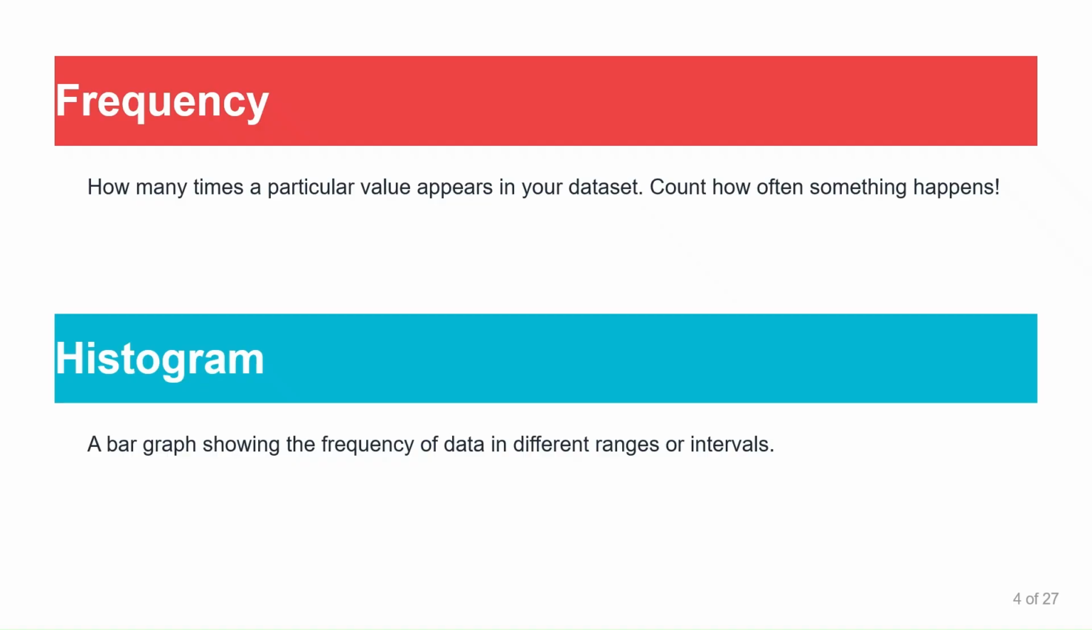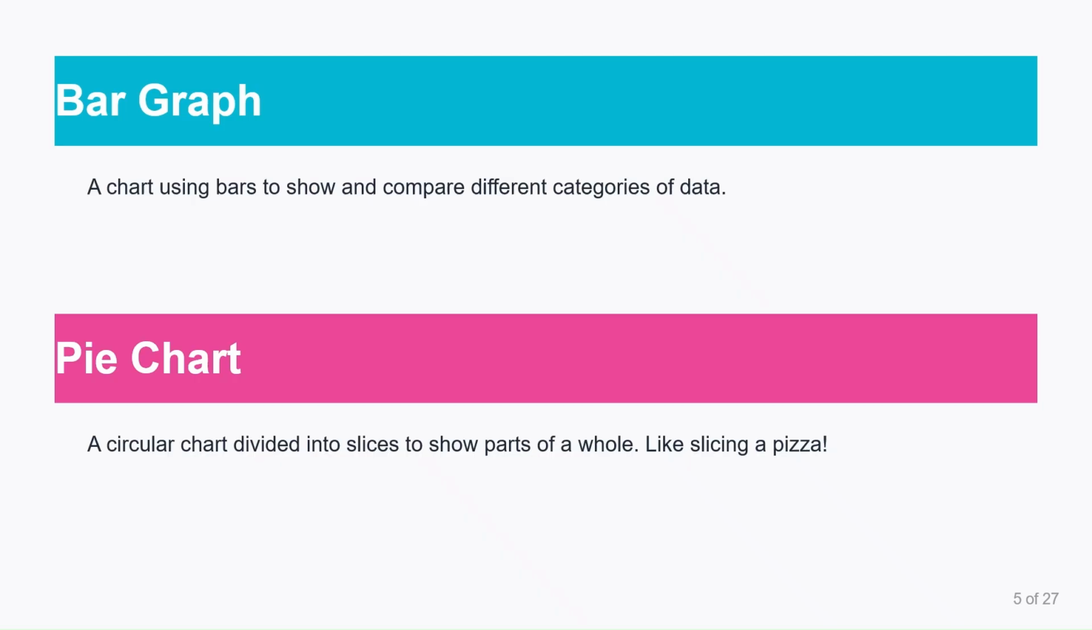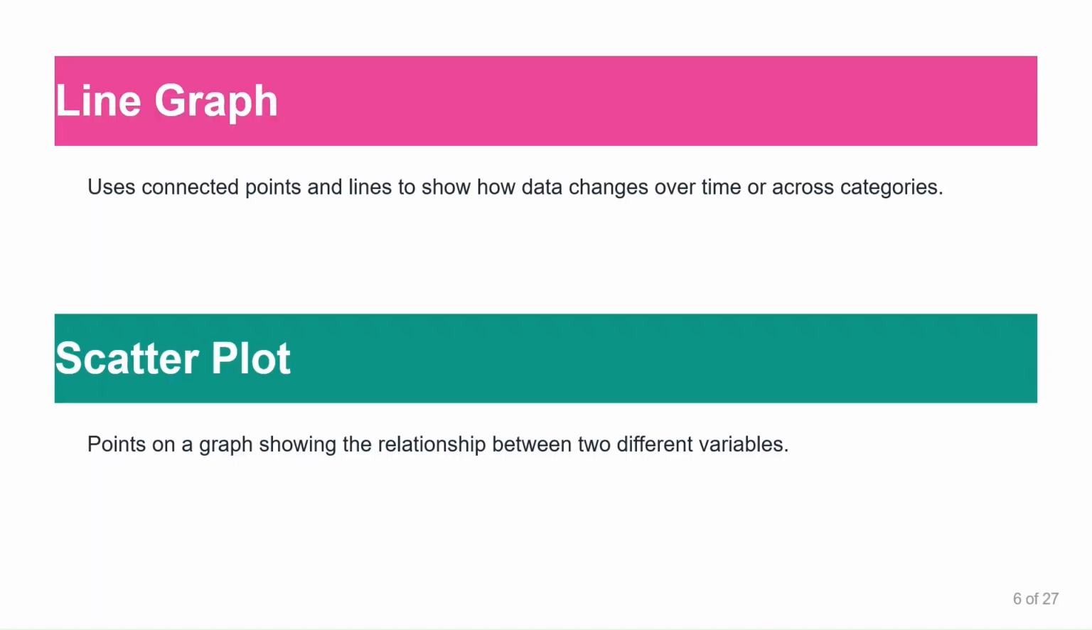Key difference from a bar chart. Histogram bars touch because the data is continuous. Try sketching one using your screen time across 7 days. Pie charts work best with a few categories that sum to 100%. If you have many similar-sized slices, a bar graph is clearer. Always ask, is this the right chart for this data?